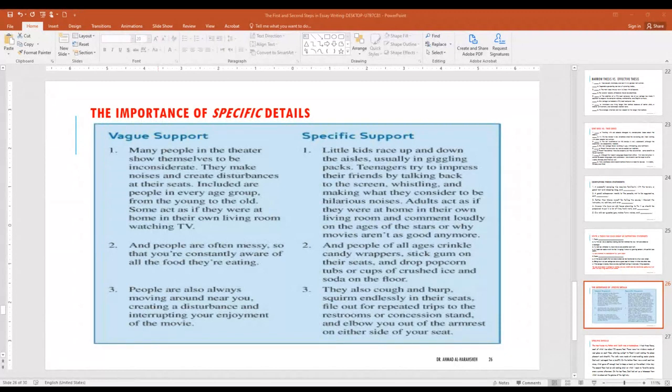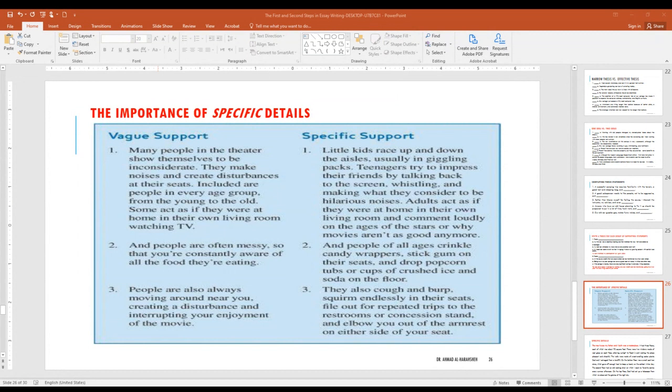This is vague. This is too general. This is a kind of generalization, and this is unacceptable. That means everyone in the movie behaves in an unacceptable way. Also, this is illogical. You can't have a generalization about all the people from all ages. How to make it specific? Little kids race up and down the aisles, usually in giggling packs. Look, little kids. I'm talking about little kids, specific.